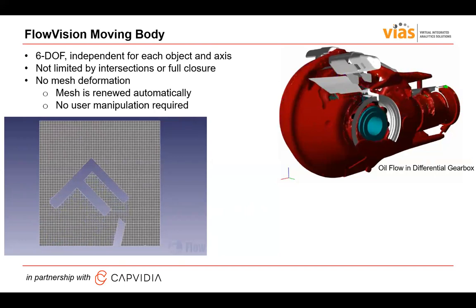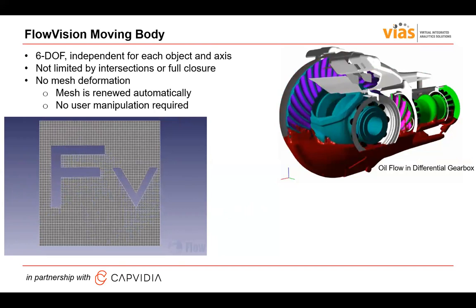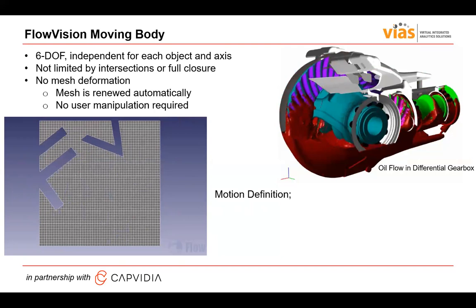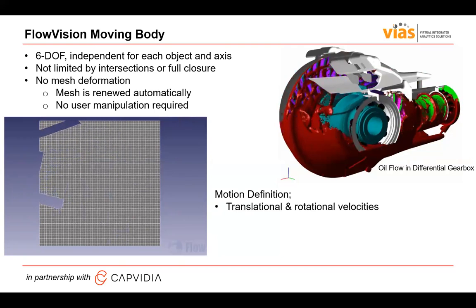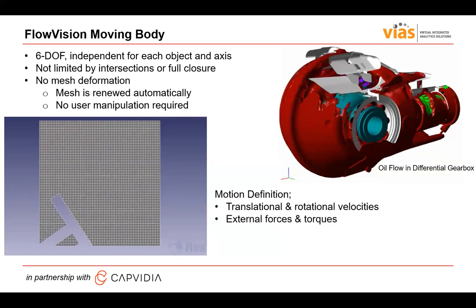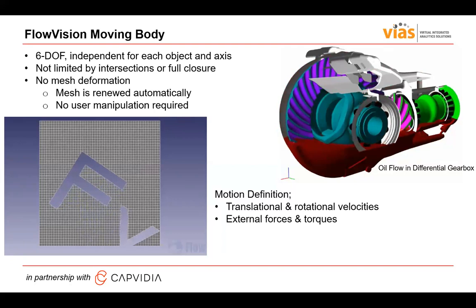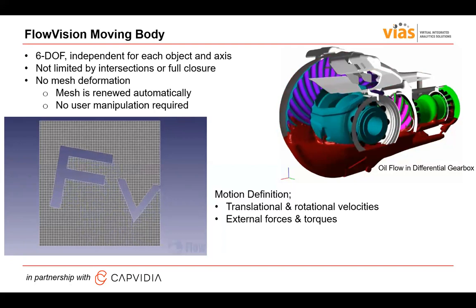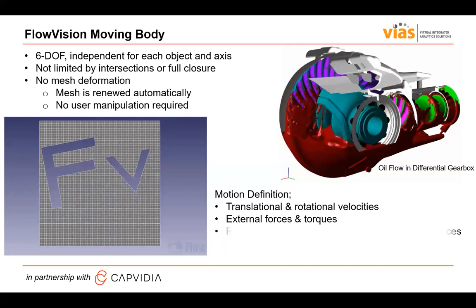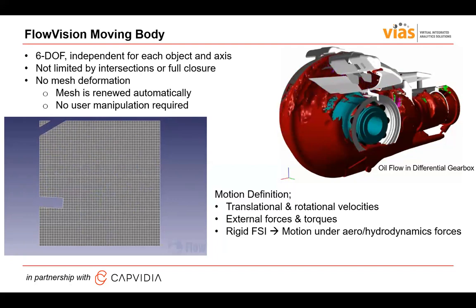So once the bodies change location, the mesh is renewed automatically, and FlowVision does not expect any user manipulation to do that. The motions can be defined as translational and rotational velocities in any axes dictated by the user, or the user can define external forces and torques, and using the inertial properties, FlowVision can calculate the motion. Or there can be rigid FSI, where the bodies are allowed to move under aero or hydrodynamic forces.